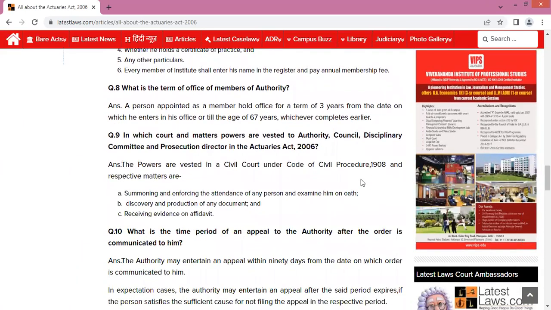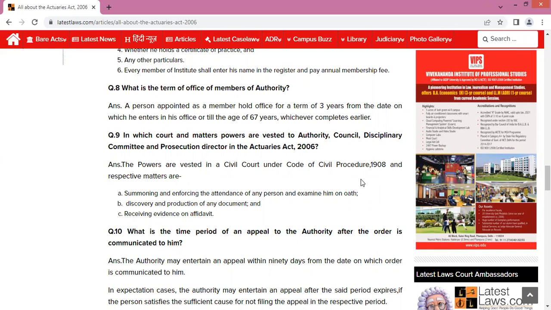So what is the term of office of members of the authority? A person appointed as a member holds office for a term of 3 years from the date on which he enters his office or till the age of 67 years, whichever is earlier, right? So 67 years is the last. It means you should hold the authority until the age of 67 years.